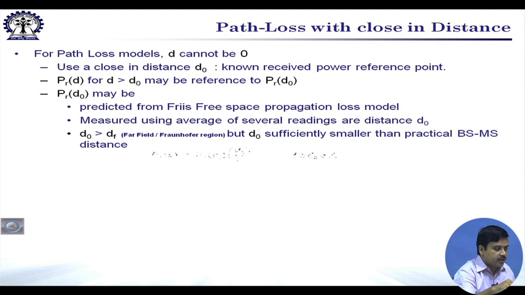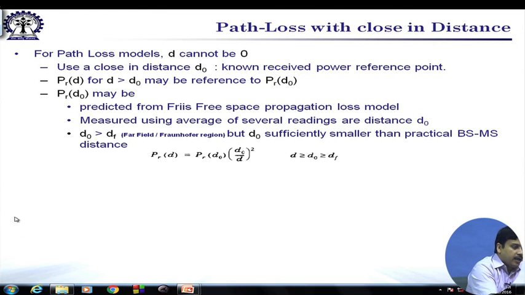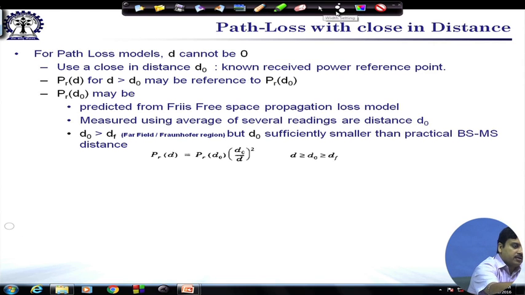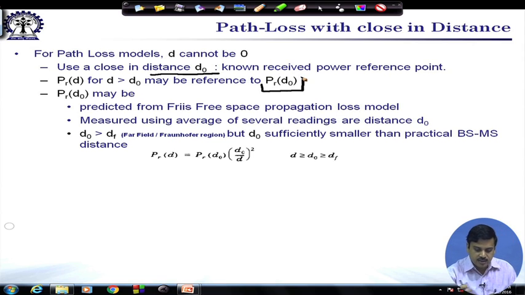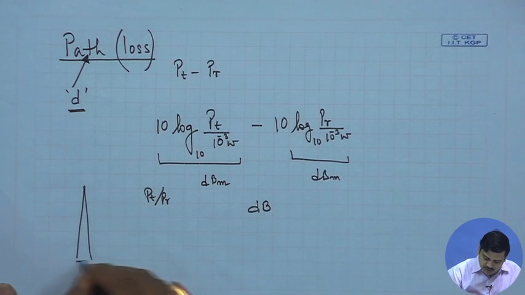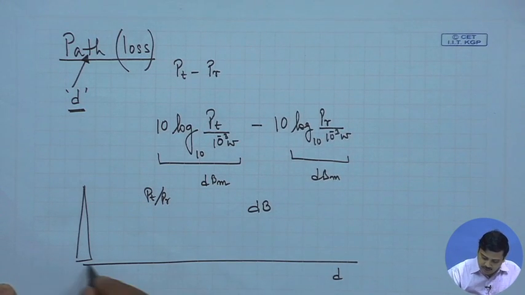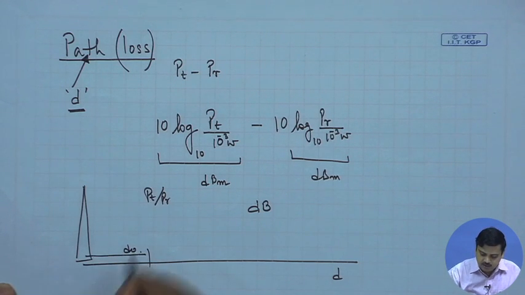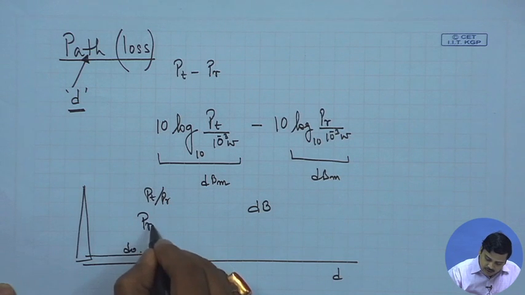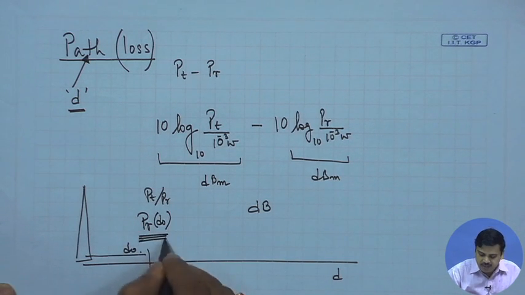So, there are further improvements which are done in this model, and to do this improvement, some close-in distance d0 has been used. Now, at d0, the received power PR(d0) is typically measured. Suppose we are at a distance from the transmitter, if this is the transmitter, this is d. If I make it 0, this whole expression is going to fail. So, we will identify some distance d0. At d0, the received signal strength has to be measured a priori.